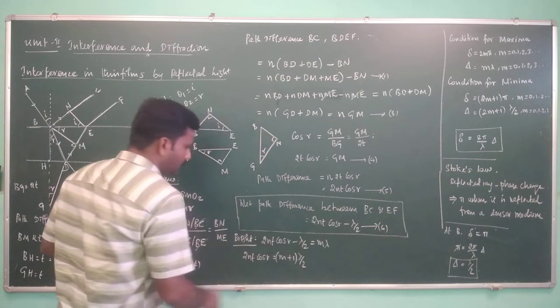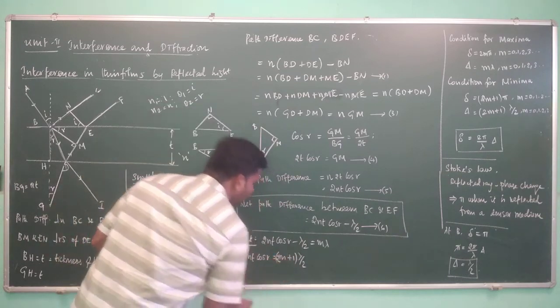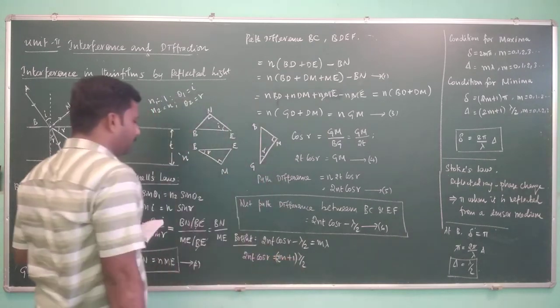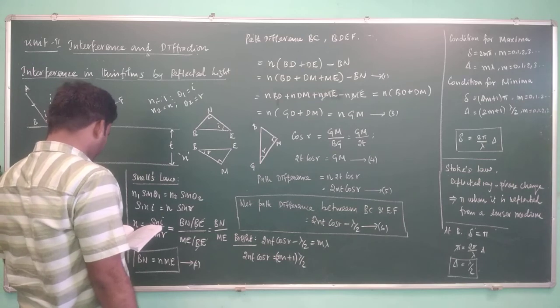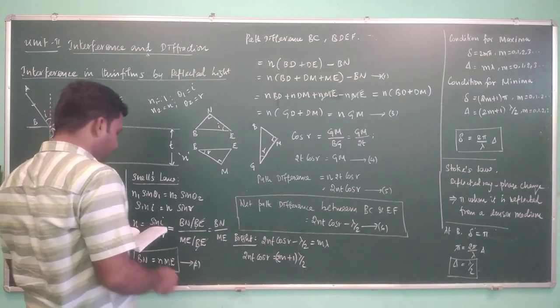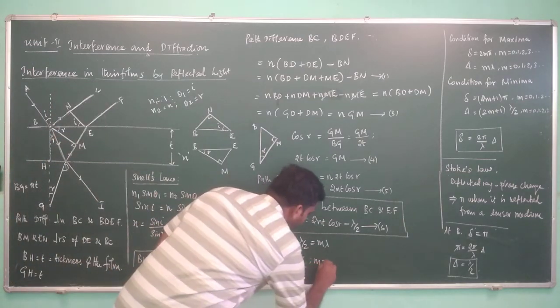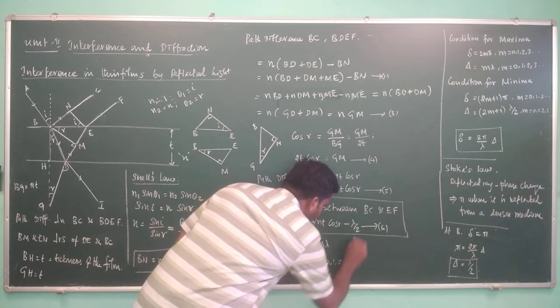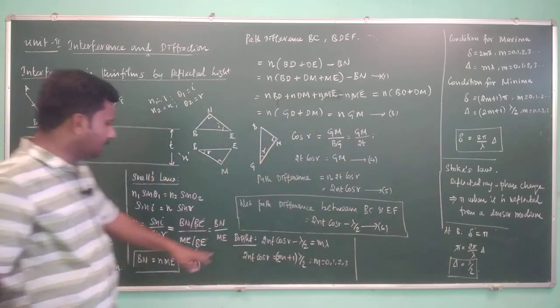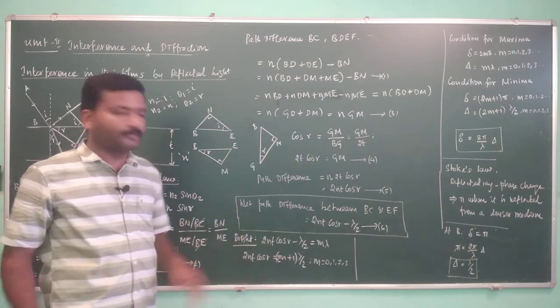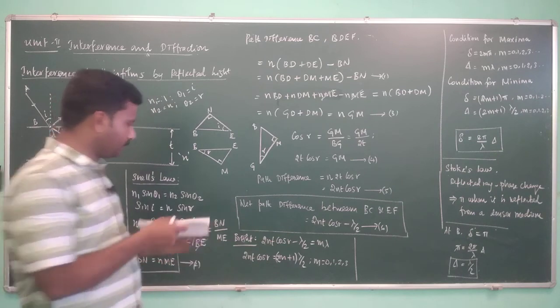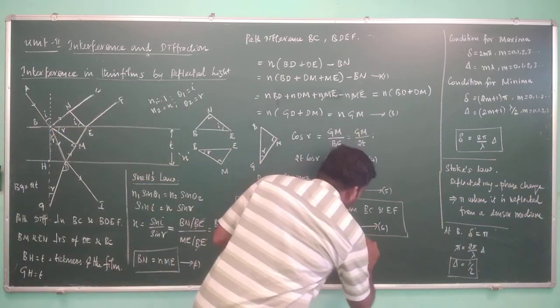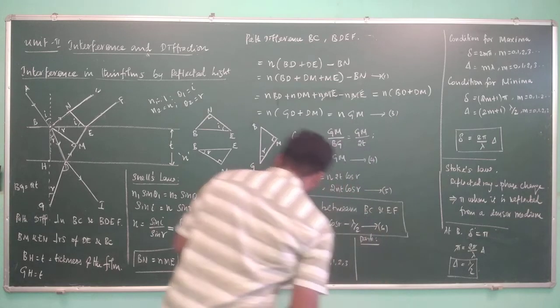Is it correct? 2m plus 1 lambda by 2. If this is the case where m equal to 0, 1, 2, 3 will yield you bright spot, right? When this condition satisfies, then the film will appear bright. When will the film appear dark, right?